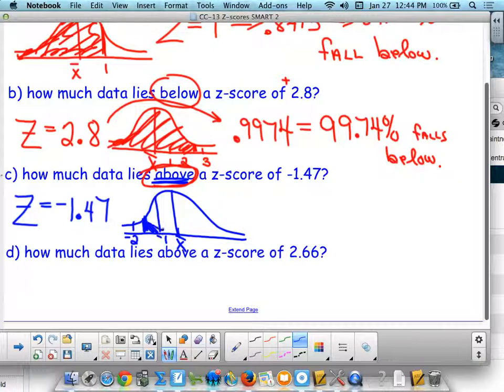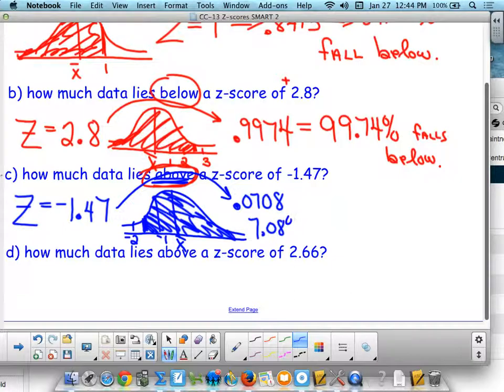Above. You know what I want? I want this side. The problem is my table only gives me what? Below. Okay, so what does this translate to? 0.07 or 0.08, which means 7.08 percent scored below me. Brady, your hand was up, I'm sorry. Well, I guess you could just subtract that by 100.